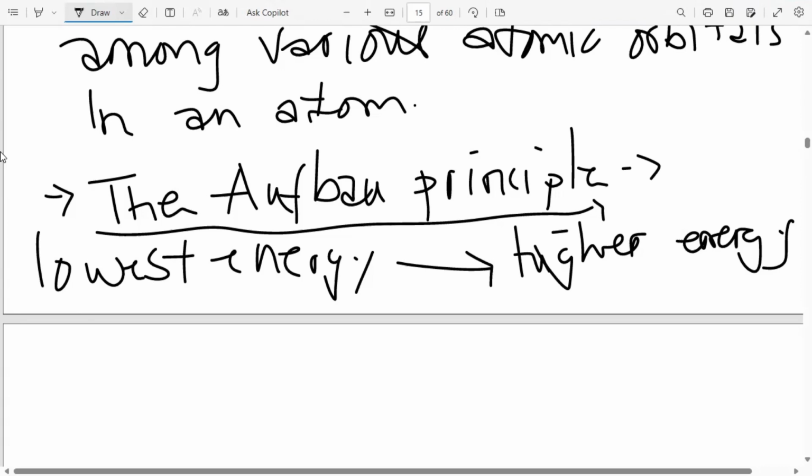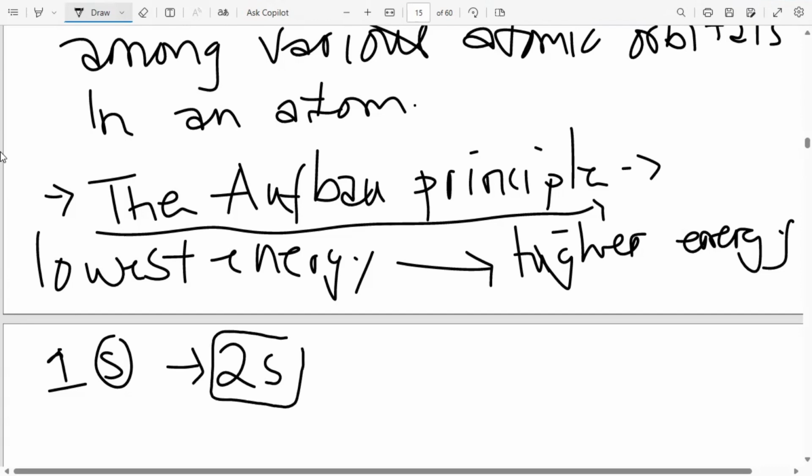In the first shell, there's only the 1s orbital. You're going to fill this orbital first before you can move on to the second shell, which has the 2s orbital, and you fill the 2s orbital before you fill the next orbital, which is the 2p orbital. You're going to start with the lowest energy orbital to the highest energy orbital, following that order without skipping any. So that is the Aufbau principle.